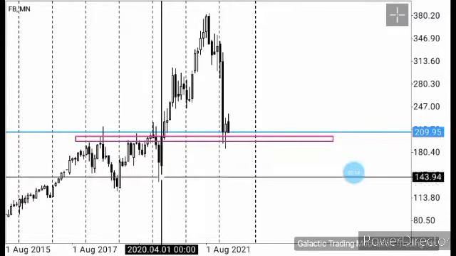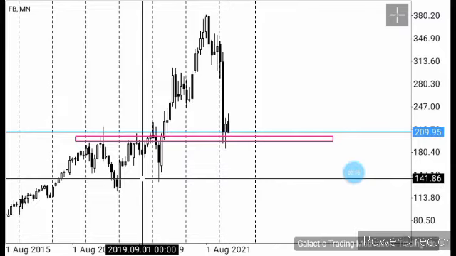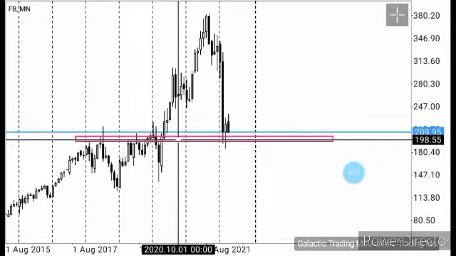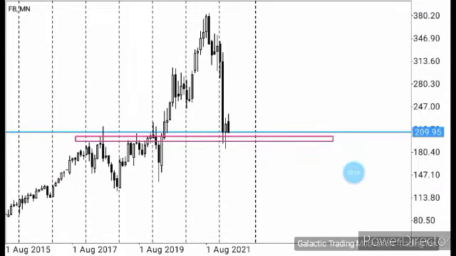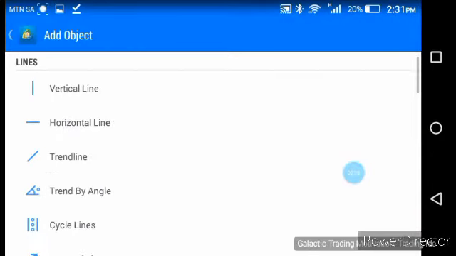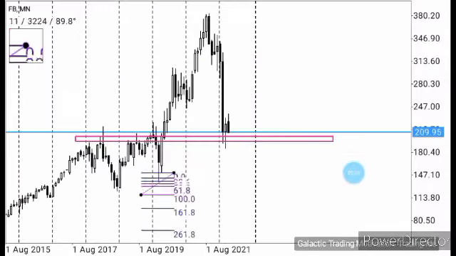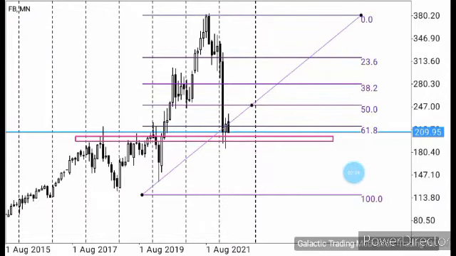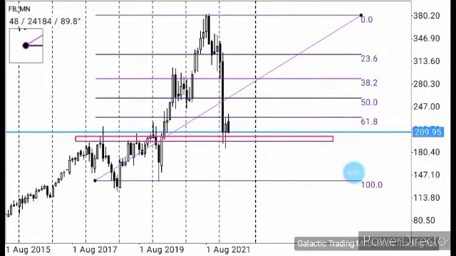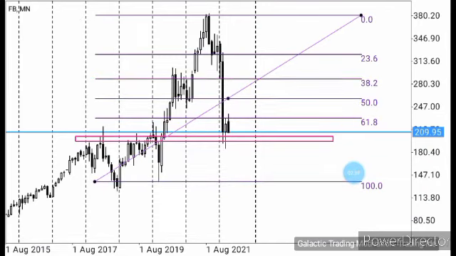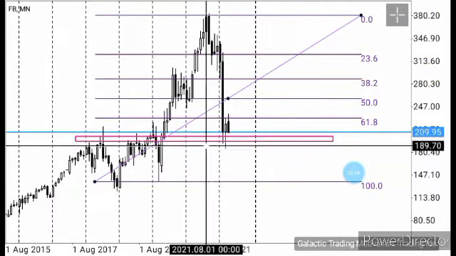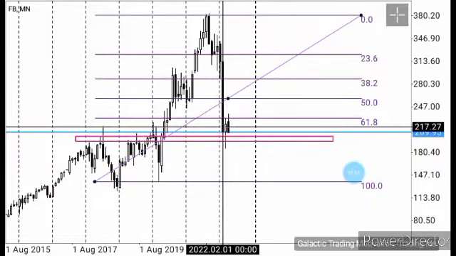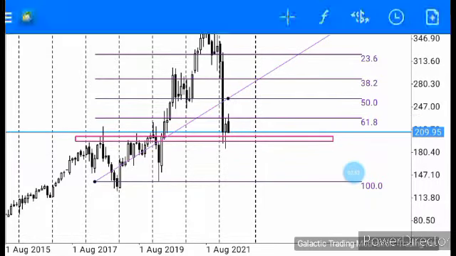I'm now going to add Fibonacci just to see if the neckline aligns with any of the key levels on the Fibonacci retracement tool, just to get confirmation. There we go. At this point, it doesn't seem that the retracement aligns with any of the key zones on the Fibonacci tool. So I'm just going to ignore Fibonacci for now.